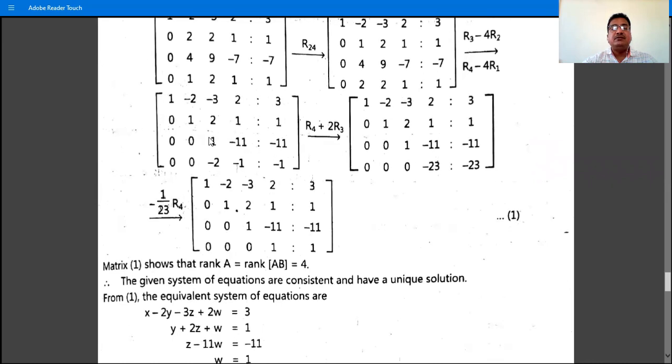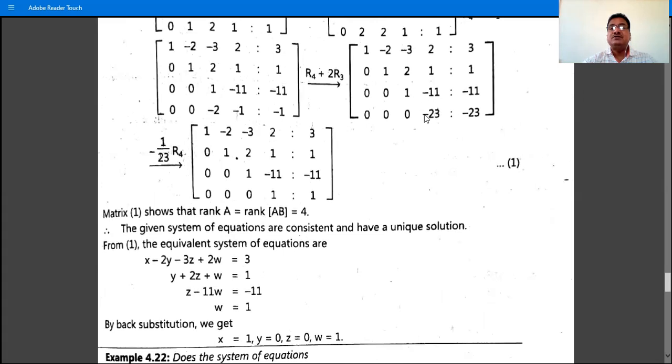Then we have to reduce this element to 1. It is already 1. Then reduce this minus 2 to 0. So the operation is R4 plus 2R3. That is multiplied by 2 and then adding. So we have 2 into R3 plus, that is minus 2 plus 2 becomes 0. And then minus 22 minus 1 becomes minus 23. And minus 22 again minus 1 becomes minus 23. Then reduce this minus 23 to 1. So the operation is minus 1 by 23 R4. So the change is in only the fourth row, we have 1 at this place, 1 at this place.